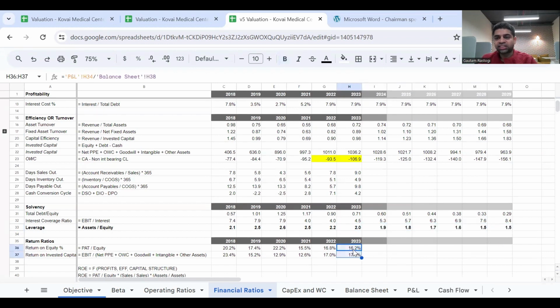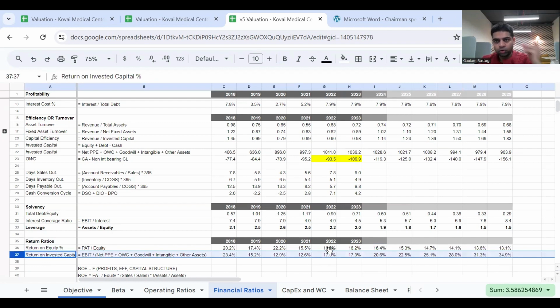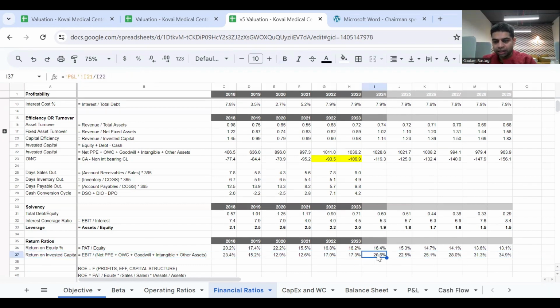And now I'm more interested in estimating these return ratios. If you look at my return ratios, return on invested capital really is a function of two things, your operating margin and your capital efficiency. So we looked that both of these two parameters, operating margin and capital efficiency, are increasing as per the assumptions that we have taken. That's why you see an increase in ROIC.